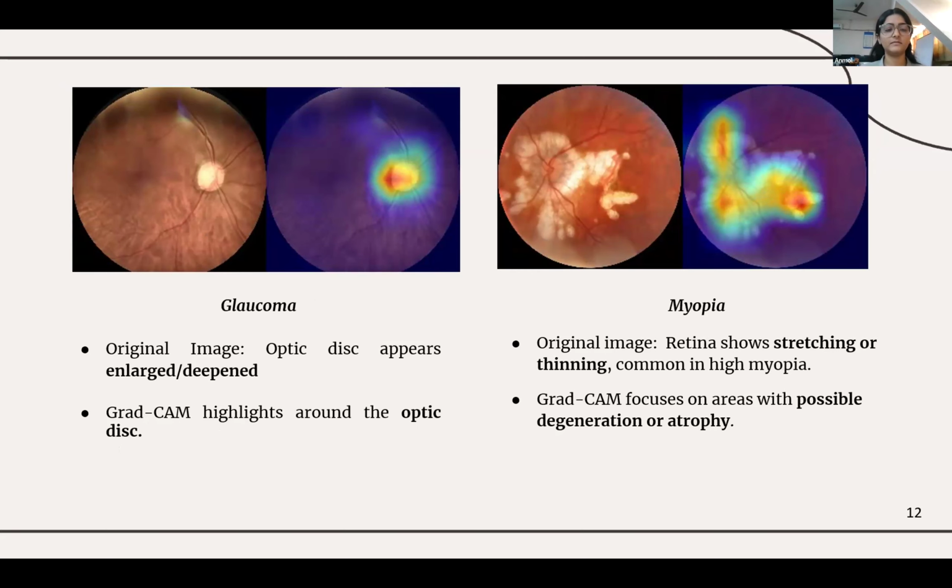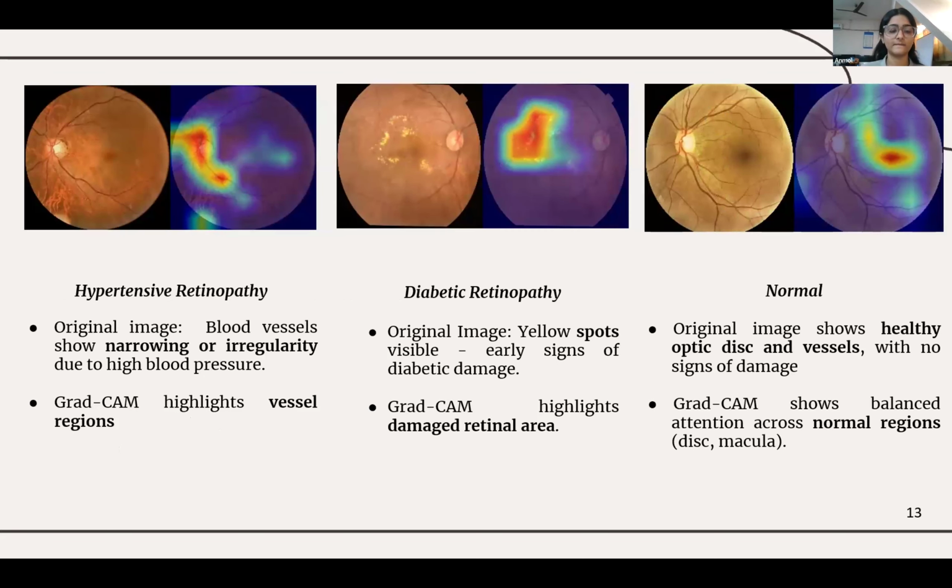In hypertensive retinopathy, the blood vessels show narrowing or irregularity, which is due to high blood pressure. And the activation in the GradCam image also highlights the region around the vessels. In diabetic retinopathy, the original image shows the yellow spots, as you can see in the image, and the GradCam also highlighted the damaged retinal area. And in the normal class, the GradCam showed even activation, which indicates absence of anomalies. So this alignment between the heat maps and the clinical literature proves that our model is not only accurate, but also clinically trustworthy and interpretable, making it suitable for real-world deployment.